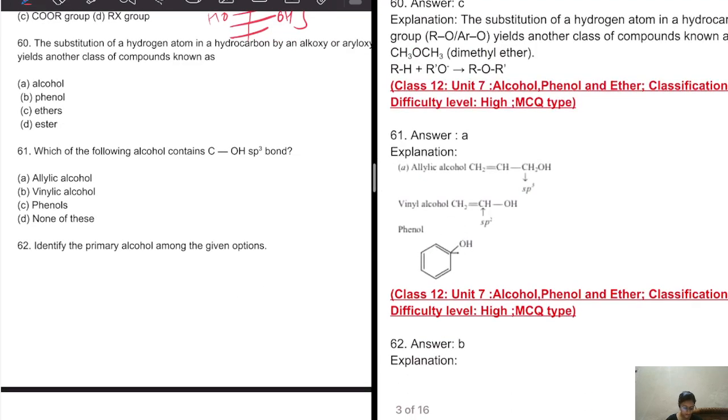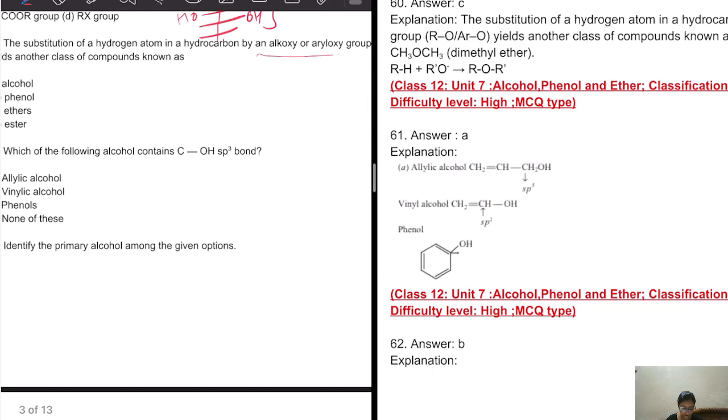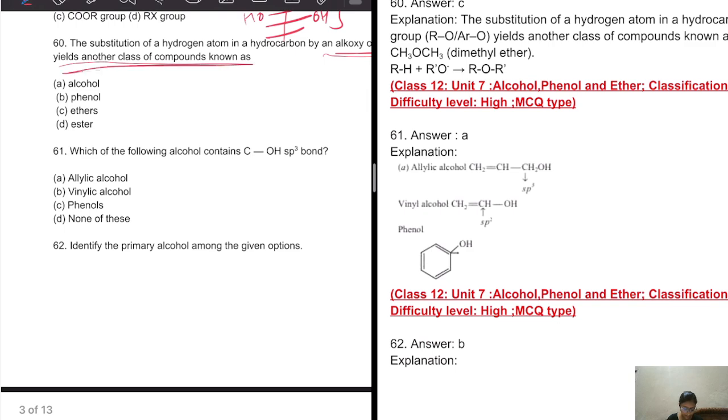Let's see the next question. The substitution of a hydrogen atom in a hydrocarbon, often by an alkoxy or aryloxy group, yields another class of compounds. See, if I have a hydrocarbon and I'm substituting with an alkoxy group, what will it become? This will become R-O-R, right? And what is this? This is an ether. So our answer would be ether.